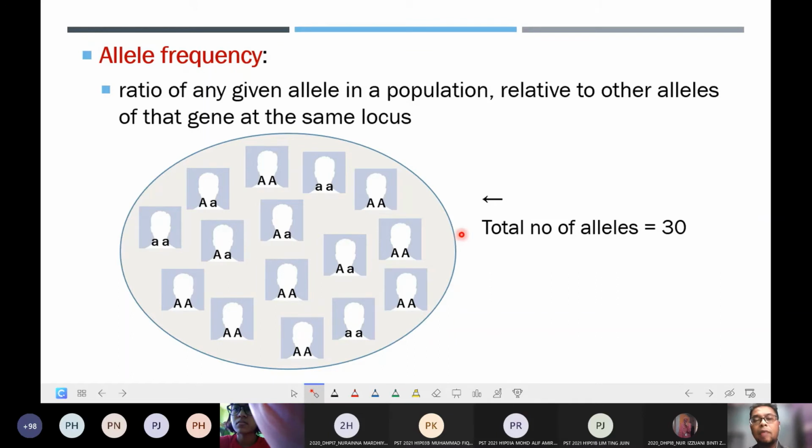Okay, just now I've told you that there are these 15 individuals in this population of humans. Okay, 15 individuals. So the total number of alleles will be 30 lah, 30.